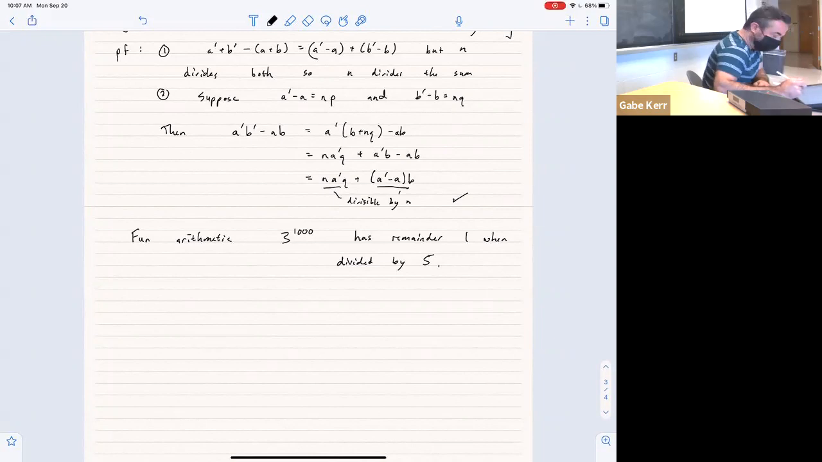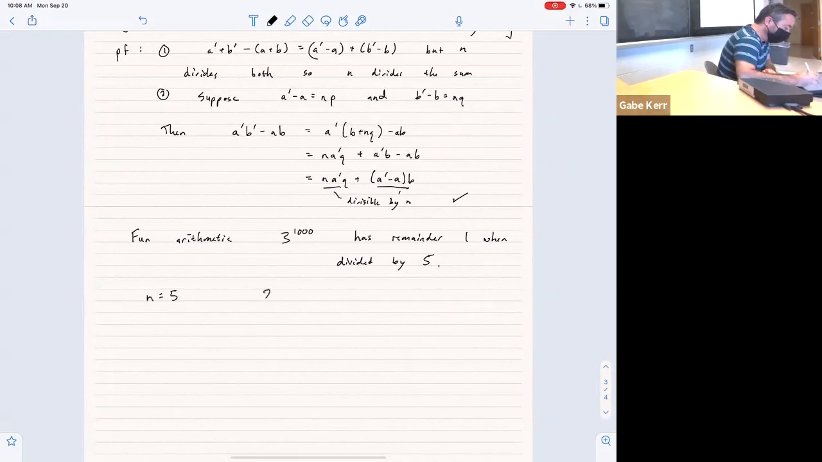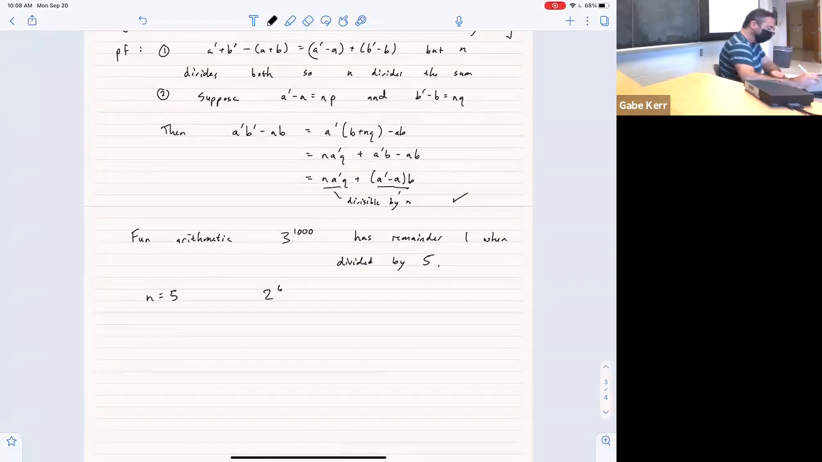Yeah, that'll work. Okay, so let's say we take n equaling 5, and we can take 2 to the 6th. I think this will work. What is 2 to the 6th? 64, really? Okay, good.